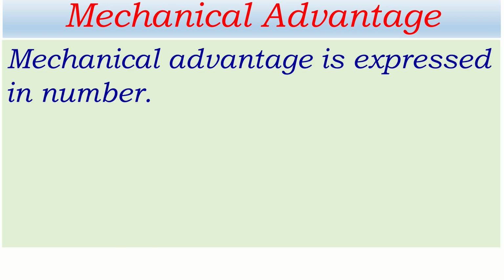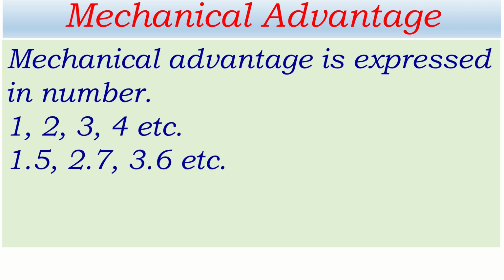Now what is the meaning? This mechanical advantage is expressed as a number. Just now I told you it is 2. Why is it expressed as a number? First we have to understand this. It may be 1, 2, 3, 4, not only whole numbers. It may be 1.5, 2.7, 3.6, etc. These are the cases in which mechanical advantage is greater than 1.